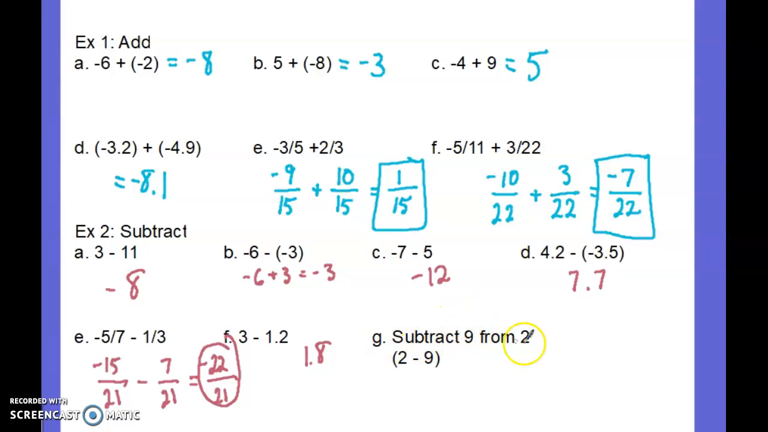And then we just learned this in section 1.2, when the English language is confusing. So 9 from 2 is the same thing as 2 minus 9. So that's -7. You'll see some of those in your homework.